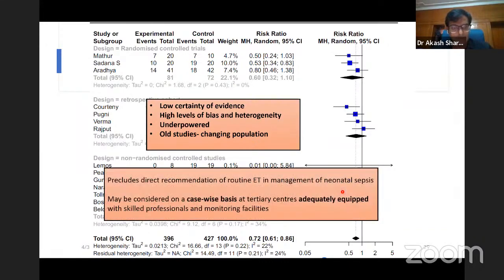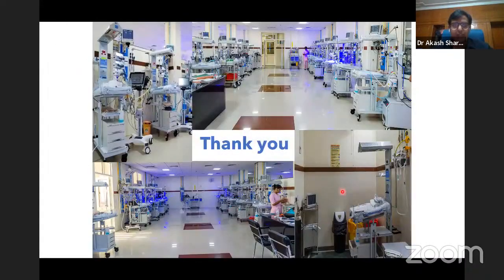And so they concluded that a direct recommendation cannot be made to use routine exchange transfusion in neonatal sepsis, even in neonates with scleroderma, but it may be considered on a case-by-case basis in centers adequately equipped to manage such neonates with invasive BP monitoring or hemodynamic compromise. But they did mention that it requires a rigorously conducted trial to actually say whether exchange transfusion may benefit mortality in neonatal sepsis. So that's it from me. Thank you.